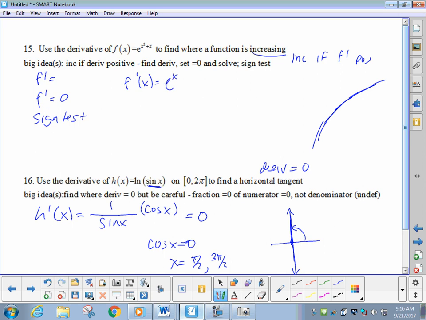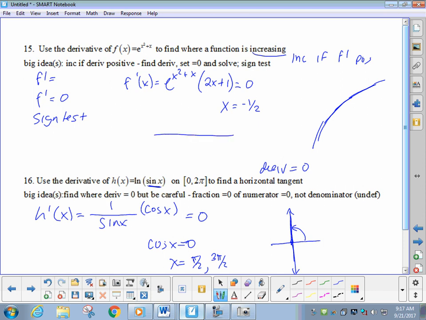E to the x squared plus x for the derivative of the outside, and then times 2x plus 1 for the derivative of the inside. Derivative of x squared plus x is 2x plus 1. Now we're going to set that equal to 0. Can e to any power ever be 0? It cannot. E to a power is always positive. All right? So that cannot yield any zeros. What about 2x plus 1? Where would that be 0? Only at negative 1/2. All right? You see where I'm coming from? Okay. Normally I'd have a product, I'd say where does each one equal 0, but an exponential can't be 0.